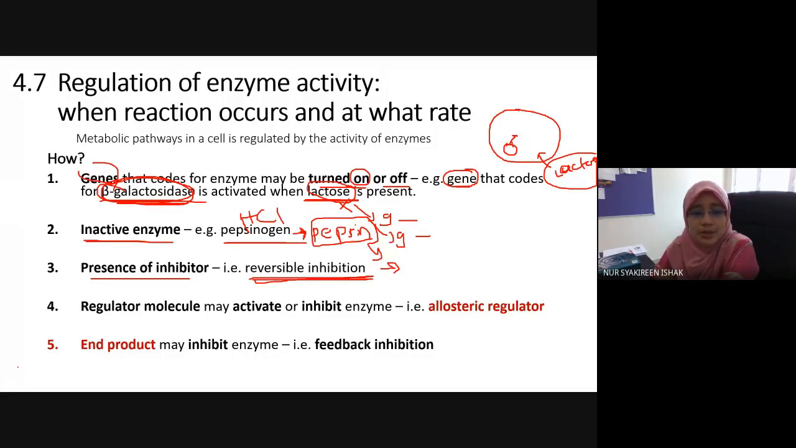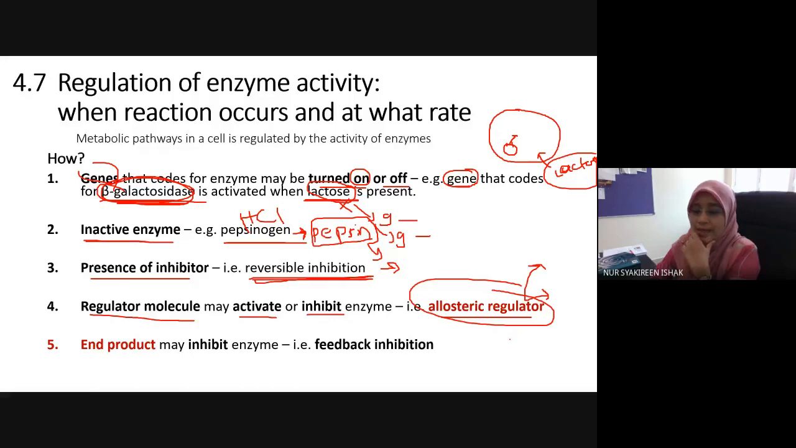So the next one, number four, is regulatory molecules. You have two types of regulatory molecule, which we call allosteric regulators. You can have an allosteric activator, and the other one is allosteric inhibitors. Allosteric activators will activate the enzyme. Allosteric inhibitors will inhibit the enzyme. These allosteric molecules or regulators will only bind to the allosteric site of the enzyme.